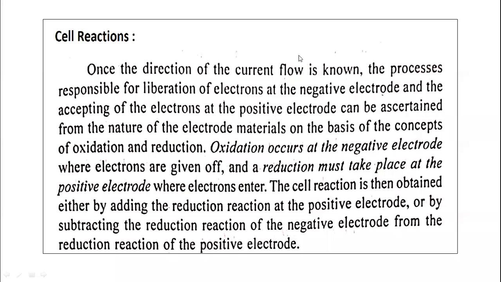So what is a galvanic cell? A galvanic cell is the combination of two half cells. A galvanic cell is the combination of two single electrodes.